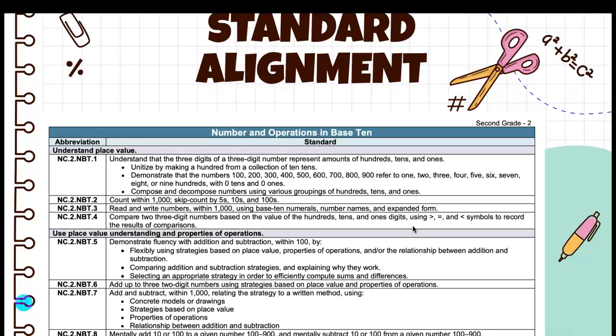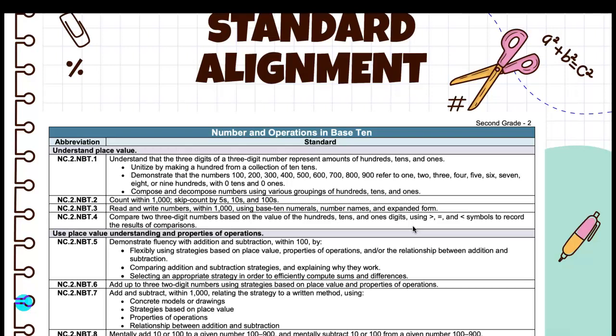Standard alignment. This standard goes with second grade students. Second grade students are learning place value representations in 3-digit numbers: ones, tens, and hundreds. For example, if you give a child the number 340, they need to know that the 3 represents the hundreds, the 4 represents the tens, and the 0 represents the ones.